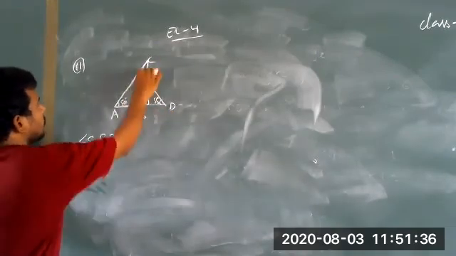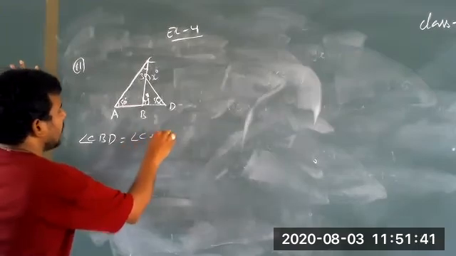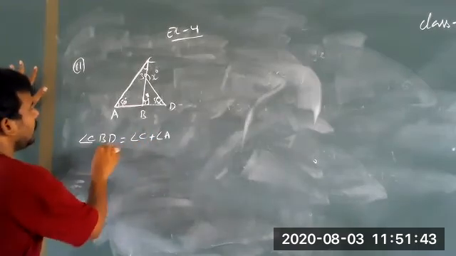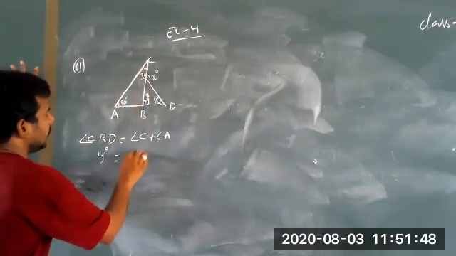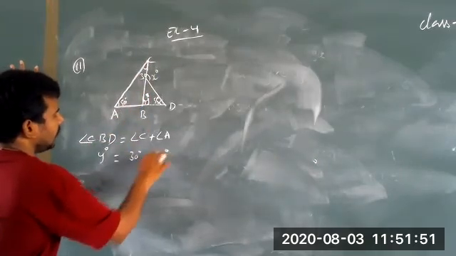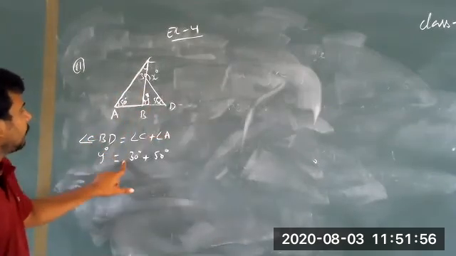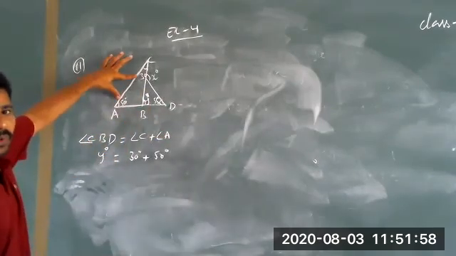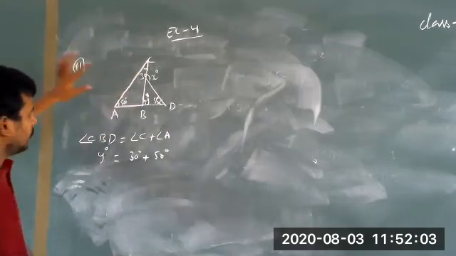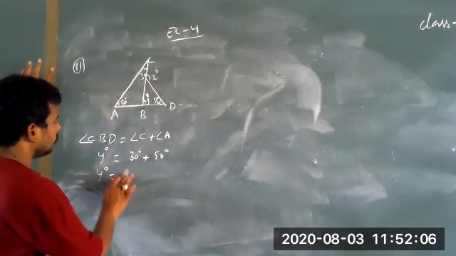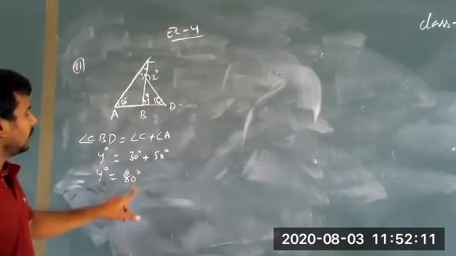So angle CBD is equal to the sum of two interior opposite angles. That means angle C plus angle A. Angle CBD, how much is given? Y degrees equals angle C 30 degrees plus angle A 50 degrees. Clear, children? Angle CBD, that means y degrees equals the sum of two interior opposite angles, 30 plus 50. Total, children, y degrees is equal to 30 plus 50, how much? 80 degrees.